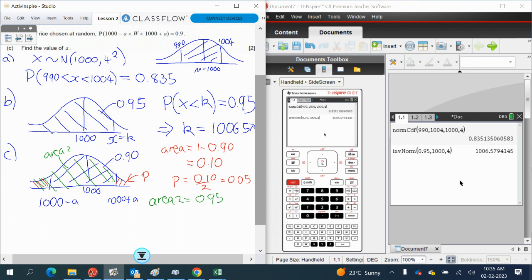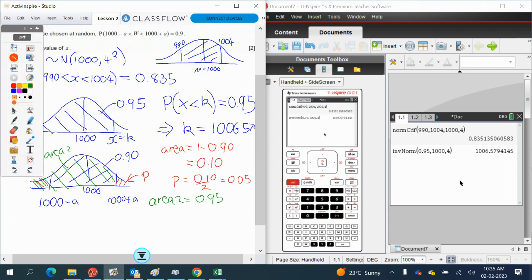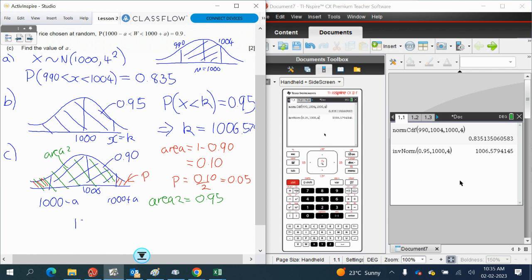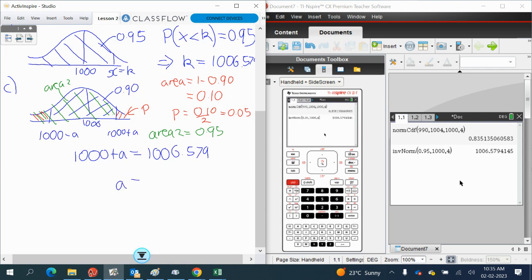We found the area less than 0.95. So what we found at this point from drawing the diagram and thinking through the diagram is that 1,000 plus A is equal to whatever we got in the last question, which is K. So how big is A? 6.579.